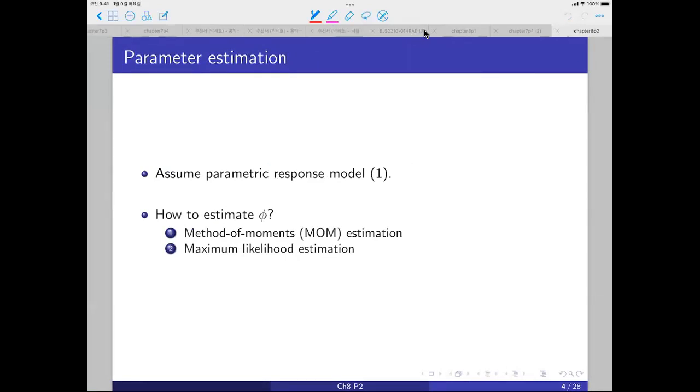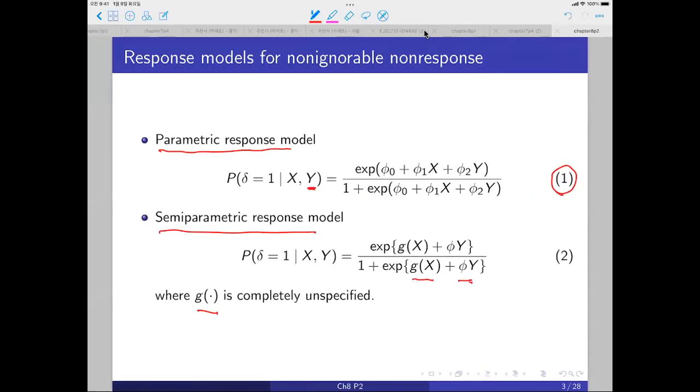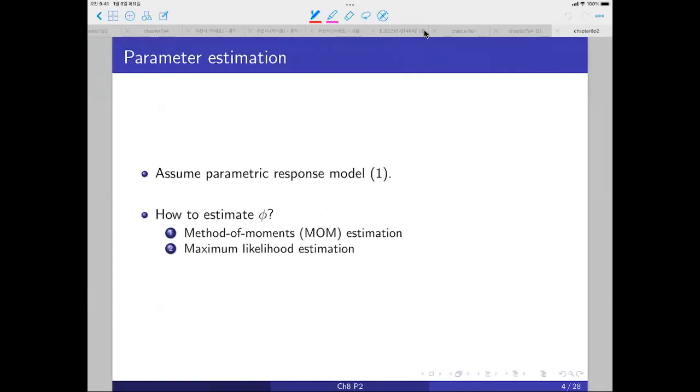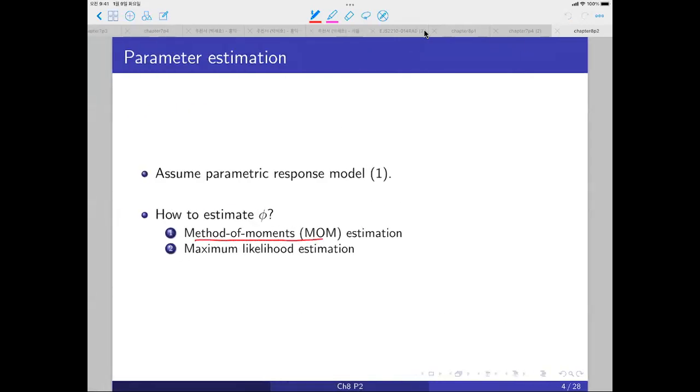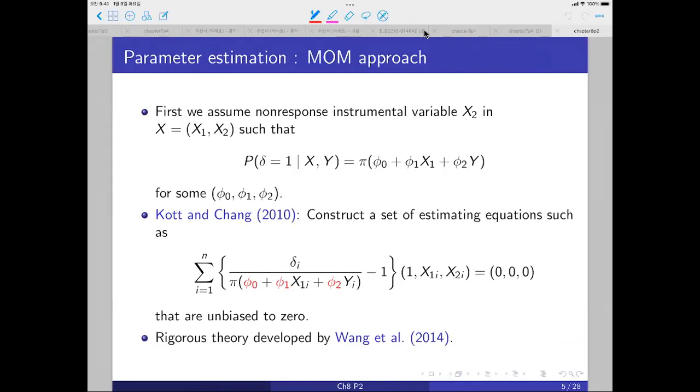Parameter estimation. Let's assume we have a parametric model, something like logistic regression. How do we estimate the parameter? Two approaches: method of moments estimation or maximum likelihood estimation. For the method of moments, to make our life easy, let's assume we have a non-response instrumental variable. That is a reduced model, right? You intentionally exclude one variable from the model to reduce the number of parameters to estimate.